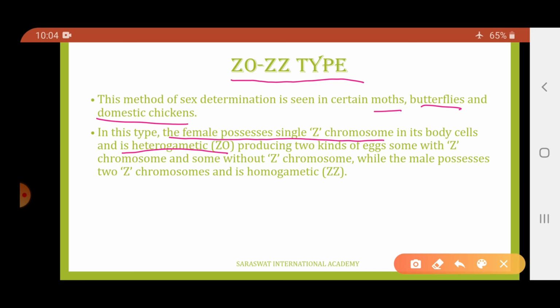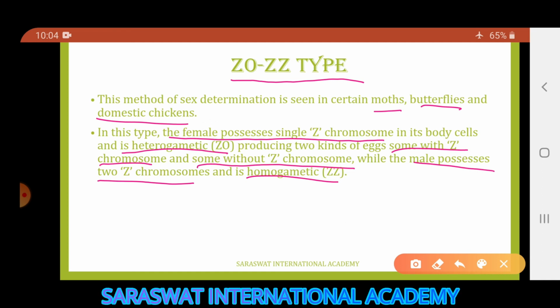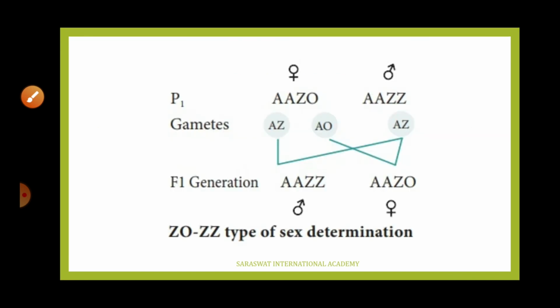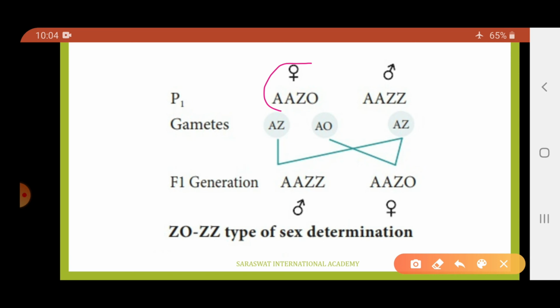So how many types of egg will she produce? Two types. Some which contain the Z chromosome and some without the Z chromosome. Whereas the male possesses two Z chromosomes and is homogametic, that is ZZ. So as it is homogametic, it will produce all the sperms which will contain the Z chromosome. So the chart we will study. So this is a female. A indicates the autosomes, right? All the chromosomes apart from the sex chromosomes are called autosomes. So AAZO, it means the female.